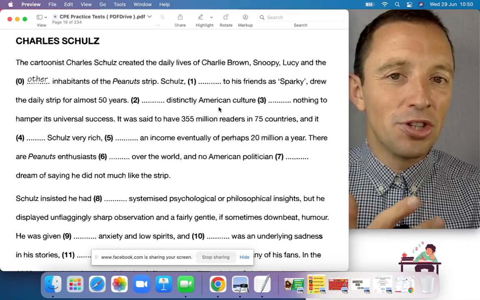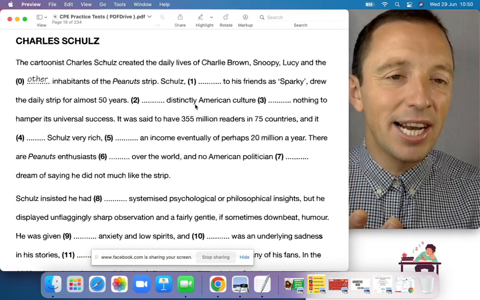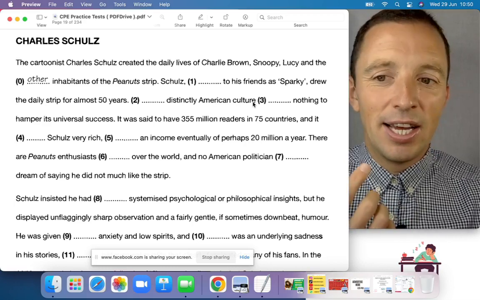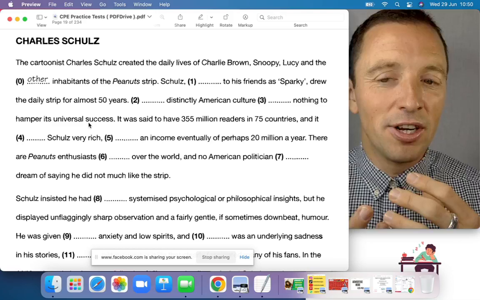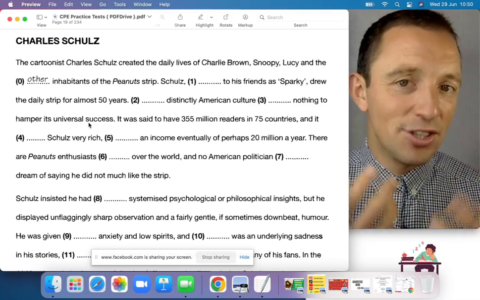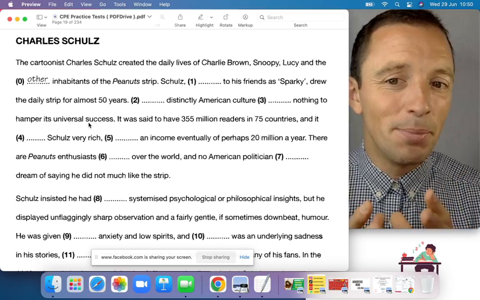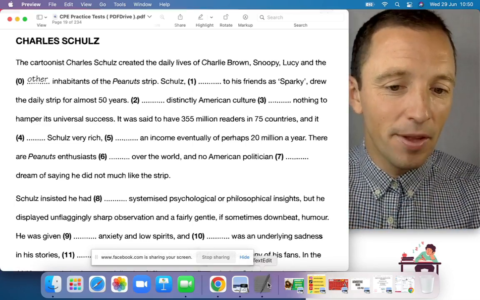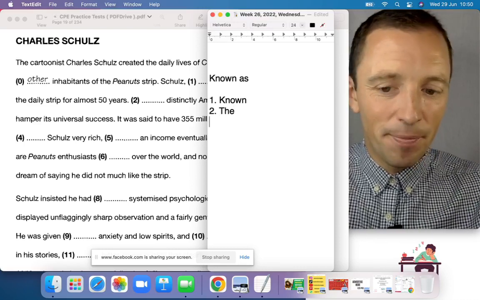So, American culture, the comic was distinctively, clearly American culture. And it was successful. So the American culture did not affect the success. That's my interpretation of the sentence. So I think it's very simple. Number two, I would suggest, is very, very simple: "the".